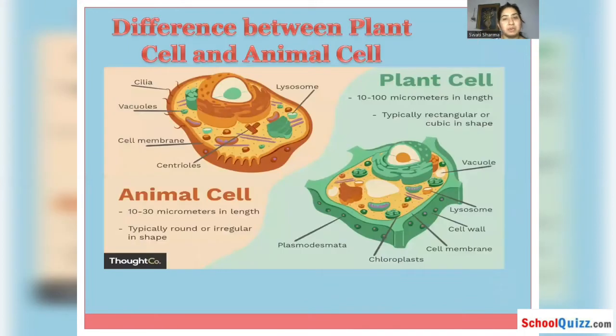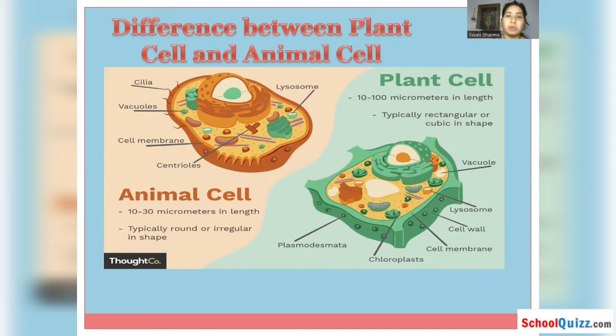Now, from here we are going to start the major differences between plant cell and animal cell. As I told you, the shape and sizes of the cells are different and they have some role to play. Here you can see the size of an animal cell is just in the range of 10 to 30 micrometers in length, whereas a plant cell lies in the range of 10 to 100 micrometers in length. The shape of an animal cell is round or irregular, whereas plant cells are typically rectangular or cubic in shape. So in short, we can say that plant cells are more organized in terms of their shape and structure.